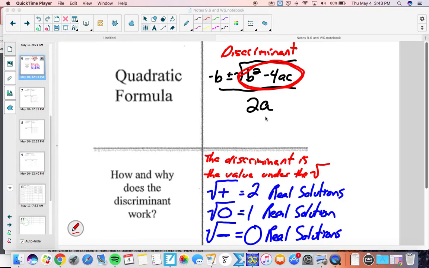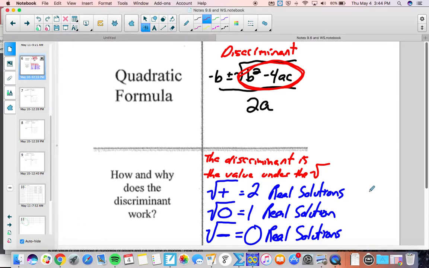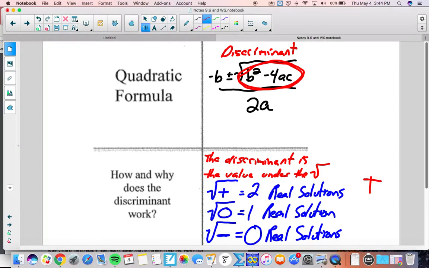When we calculate b squared minus 4ac, if what's underneath the square root is positive, we're going to have two real solutions. And a graph for that would look something like this. So there's my x and y axis. We get two x-intercepts, two solutions to that equation.